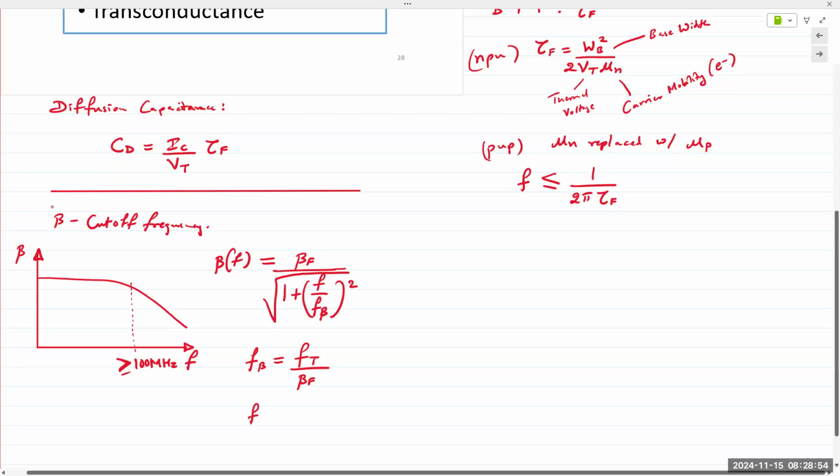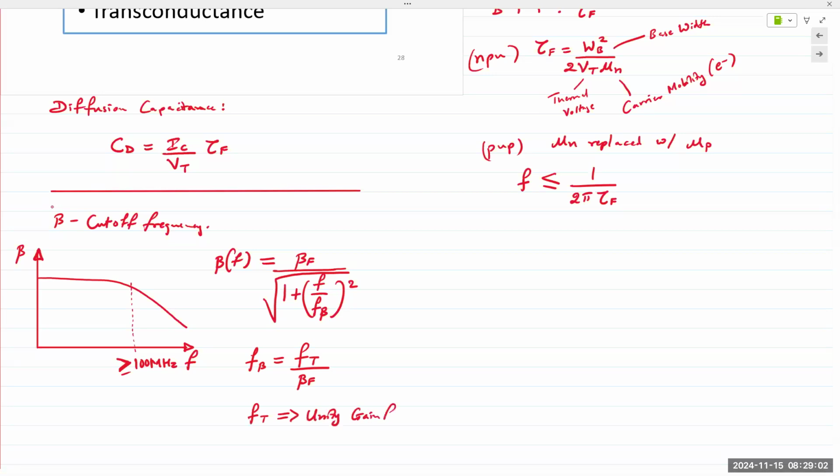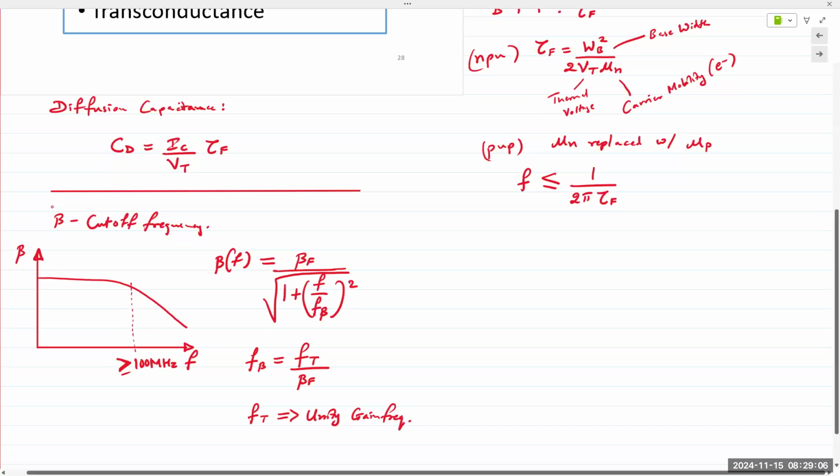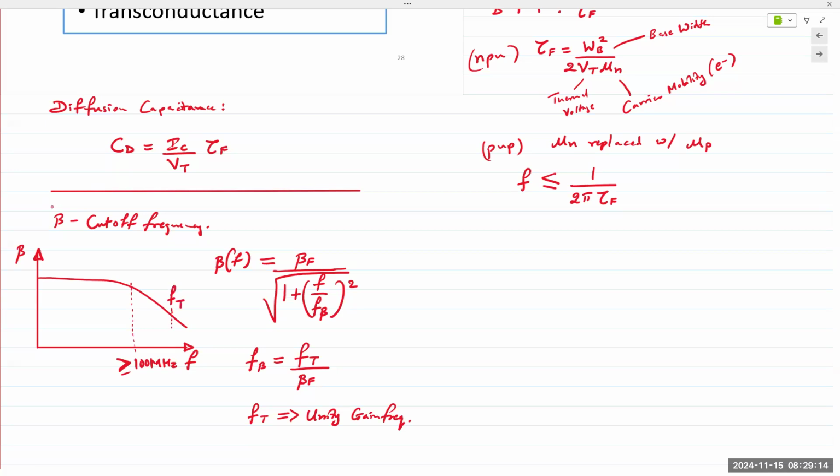And FT is the unity gain frequency. Essentially, at one point in this graph, somewhere, there will be a frequency where the gain beta is equal to 1. So somewhere along the x-axis, way in the hundreds of thousands of megahertz, there will be a frequency where the current gain of a BJT goes down to unity, 1. It's known as the unity gain frequency, FT. And FT over beta F, forward gain, gives you F beta, and that goes into the equation.